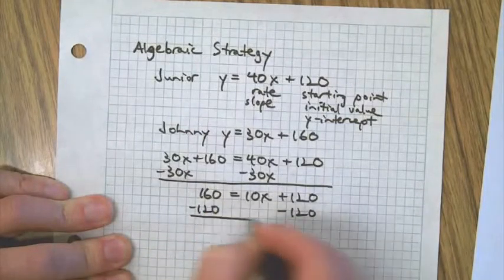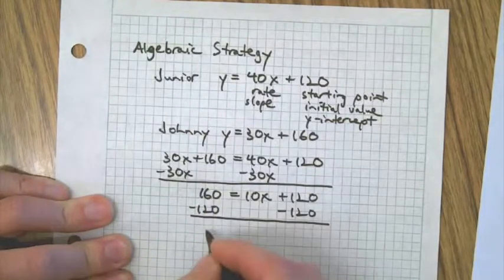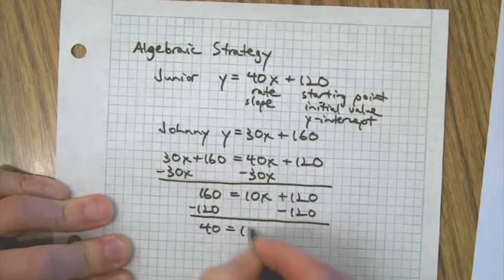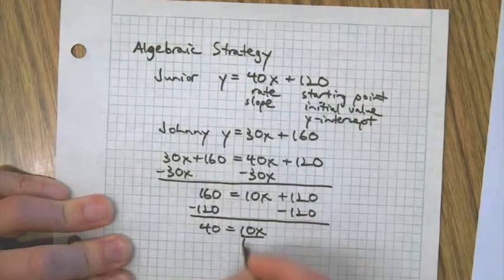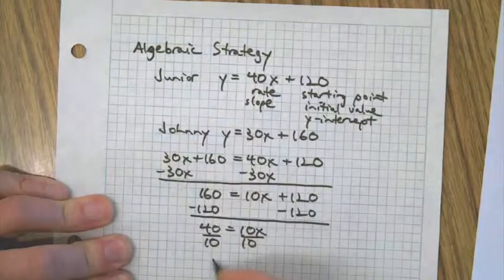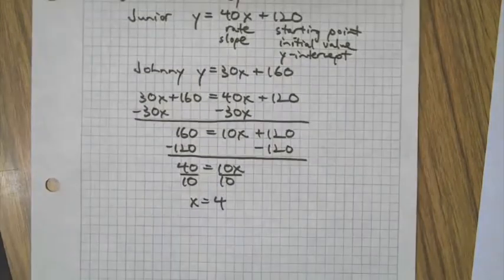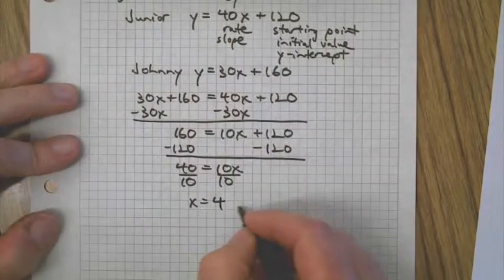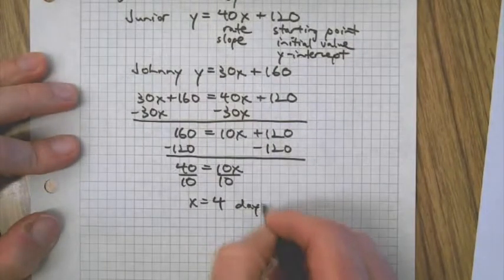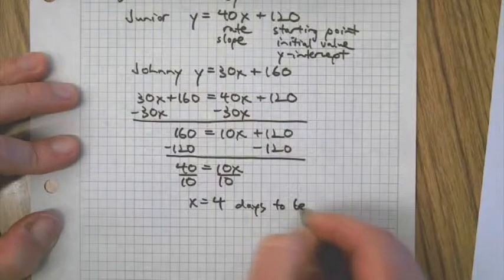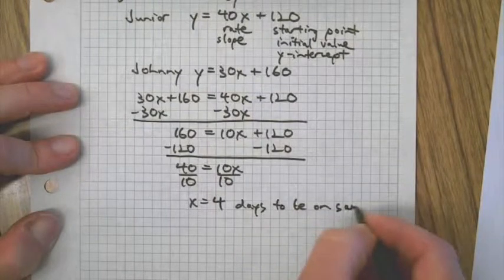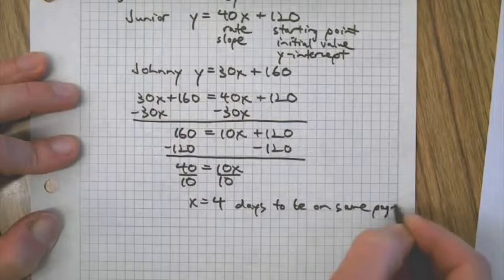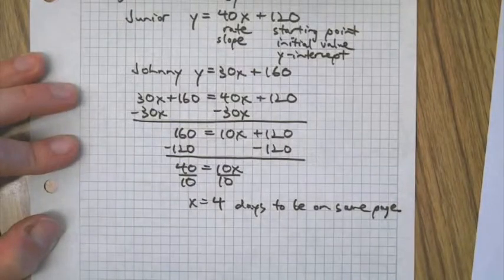Remember our balance method. We can do whatever we want as long as we do it to both sides. Divide by 10. X equals 4. Okay, what does 4 mean for this situation? Well, 4 means days to be on the same page. So after 4 days, they'll be on the same page. That's when they're going to have their book club.